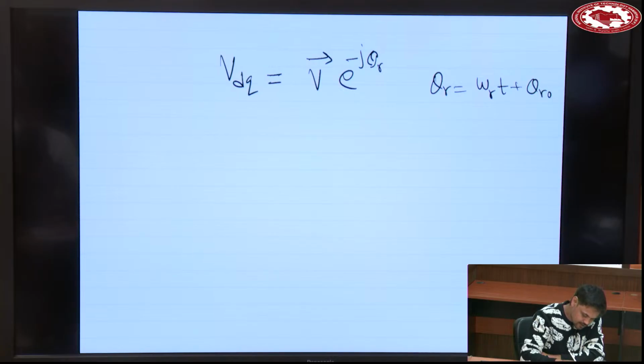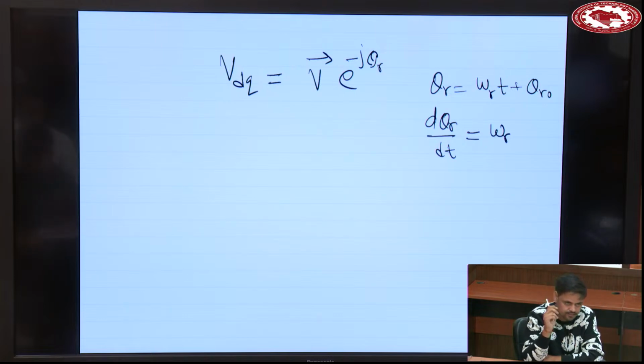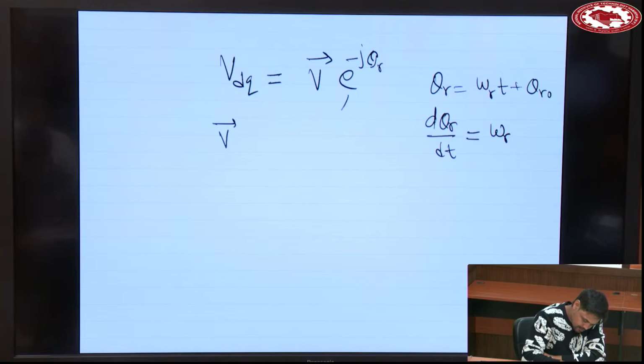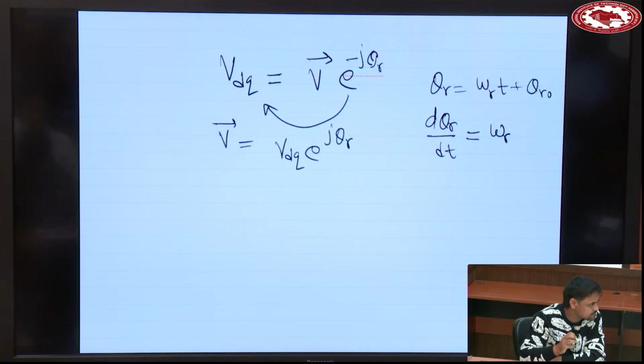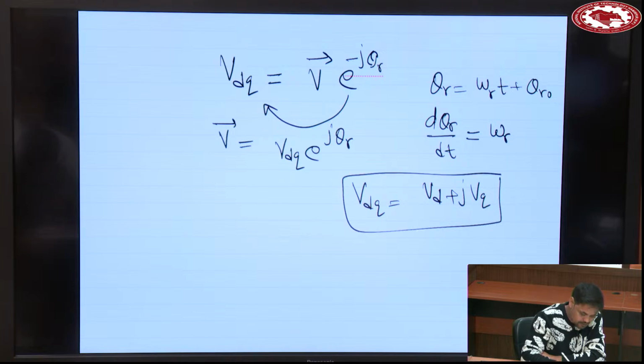So what is this d theta r by dt? It is the speed at which it is rotating, right? Speed of rotation. Can you take this term to this side? Then V vector becomes V dq e to the j theta r. And remember, I told you V dq is Vd plus j Vq.